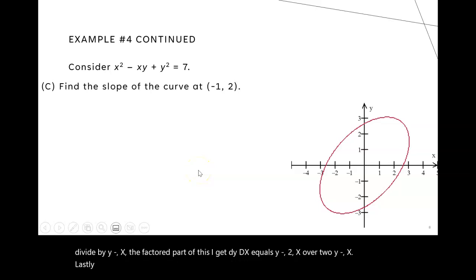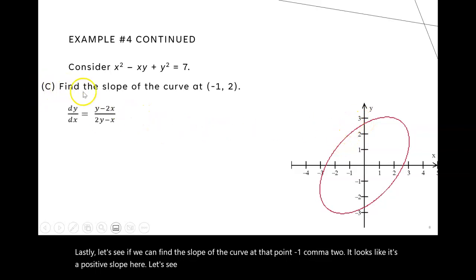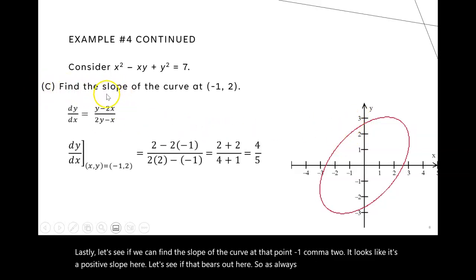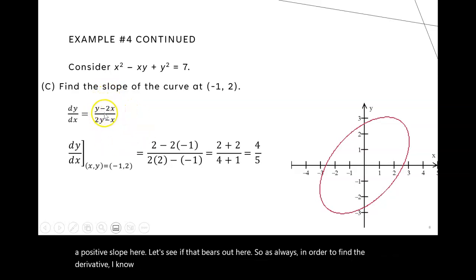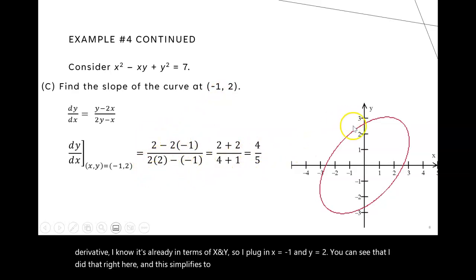Lastly, let's see if we can find the slope of the curve at that point, negative 1 comma 2. It looks like it's a positive slope here. Let's see if that bears out. As always, in order to find the derivative, I know it's already in terms of x and y, so I plug in x equals negative 1 and y equals 2. You can see that I did that right here. And this simplifies to 4/5 as the slope of this tangent line.